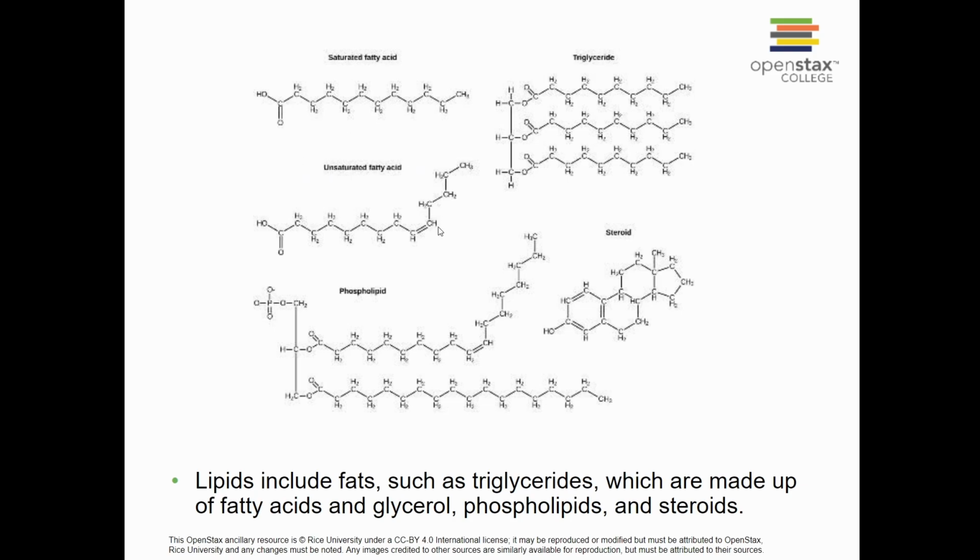Unsaturated fatty acids don't stick together as well because of the kink in the fatty acid tail. And that's why unsaturated fatty acids are liquid at room temperature, like an oil, whereas saturated fatty acids are solid because their tails fit very closely and can pack together. A phospholipid, similar to a triglyceride, has one less fatty acid tail and a phosphate group, and steroids are going to have a ring structure. An example of a steroid would be cholesterol, or the estrogen and testosterone hormones.